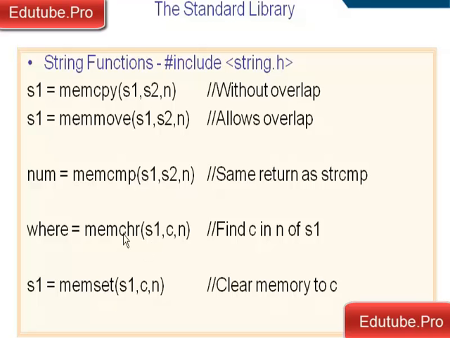Here's memchr. We're looking for this character someplace beginning in this memory for this number of bytes. And wherever we find it, if we find it, will be returned in where. If we do not find it, it will return a null or 0.